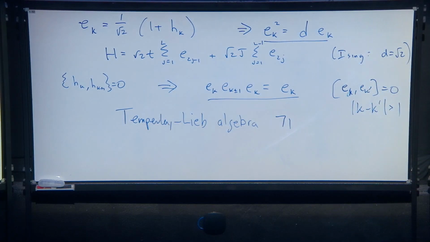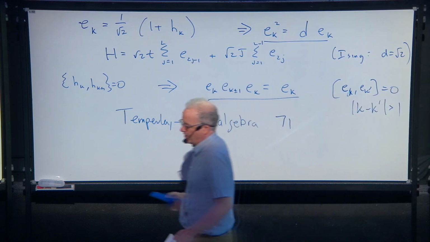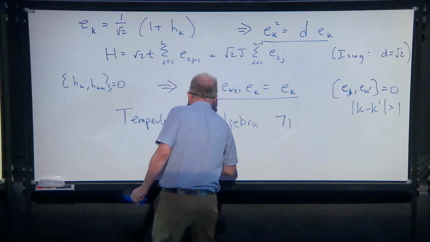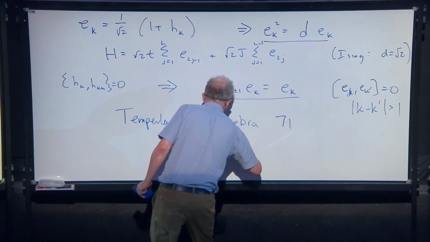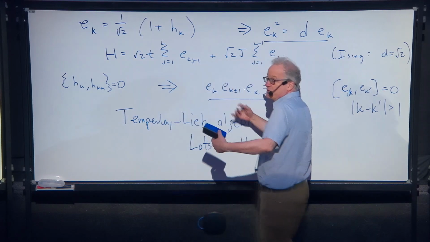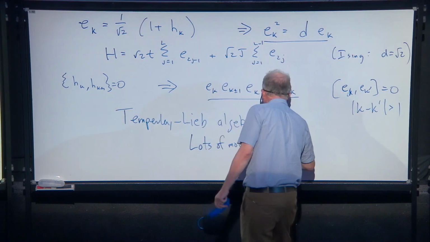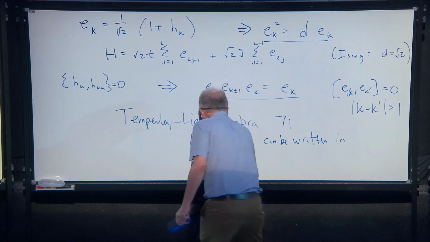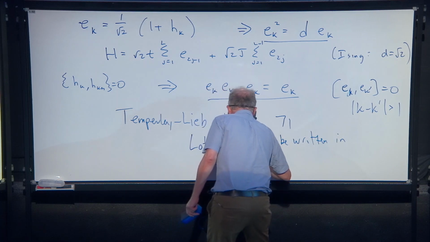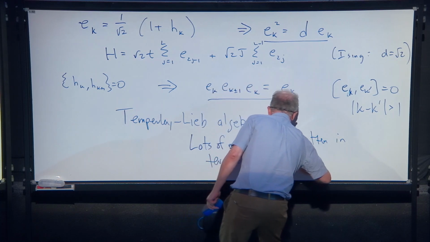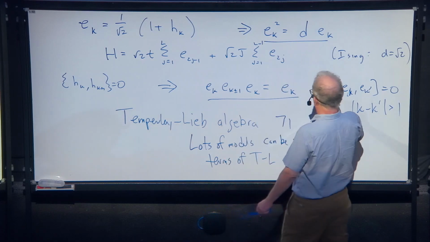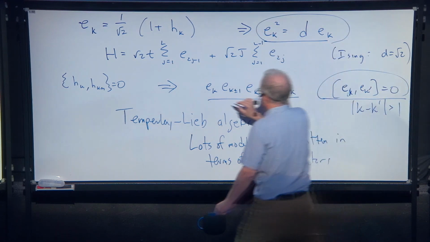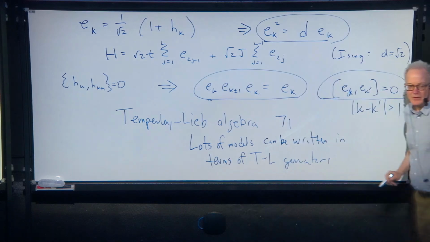All right, so it's a parameter, but why they did this in this masterpiece of a paper was that lots of models can be written in the same form, of the TL generators, and that satisfy this algebra. Again, there's 3 kinds of relations. There's this one, and this one. All right. So lots of models.